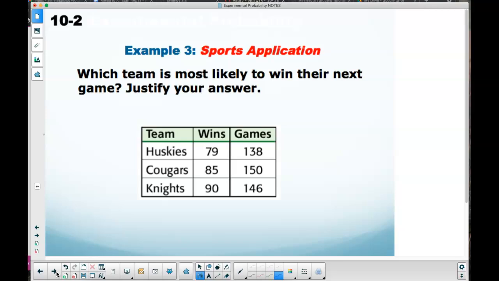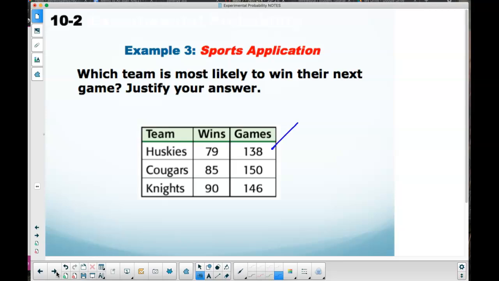Okay, now, we don't want to just guess. We know that the Huskies had 79 wins, the Cougars 85, and the Knights 90. Does that mean the Knights have the best chance of winning just because they've won the most games? No, not necessarily, because the Cougars played more games and the Huskies played less games. So what we need to do is find each percent.